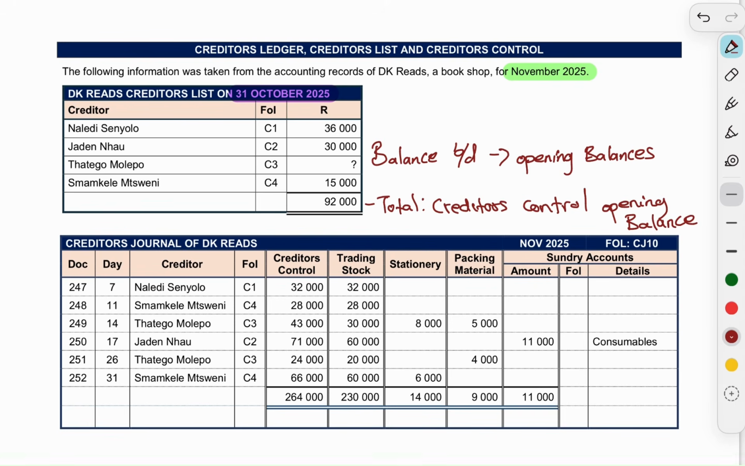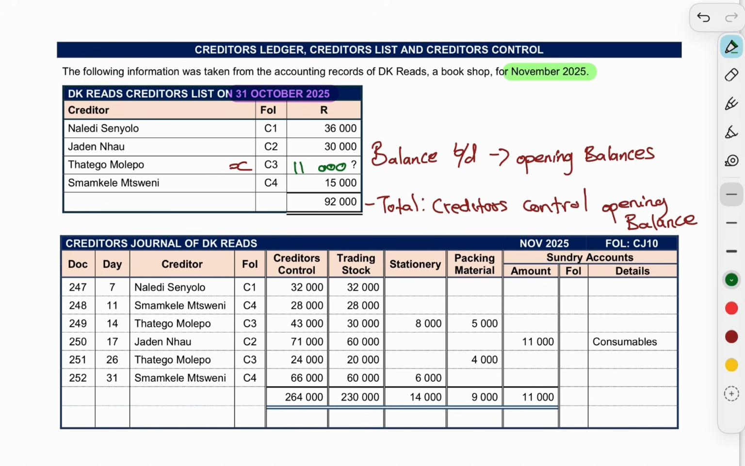As we know, the creditors control account is a summary of all our creditors. Okay, so how much do you get when you work backwards, trying to find the missing figure, which is your X? The final answer that you should get is 11,000. That is the opening balance for creditor Tatejo Molepo, creditor number 3. Okay, so we are done with the opening balances.